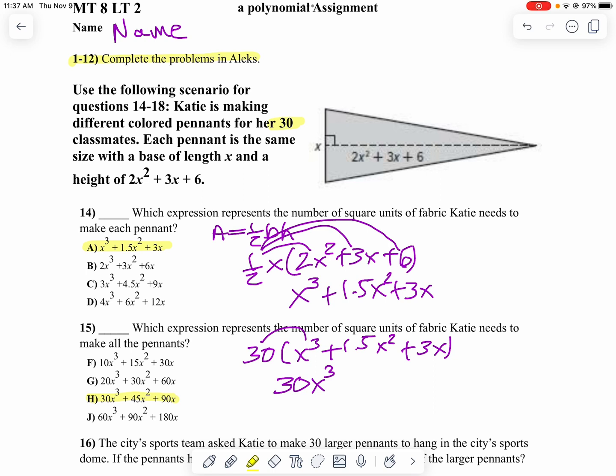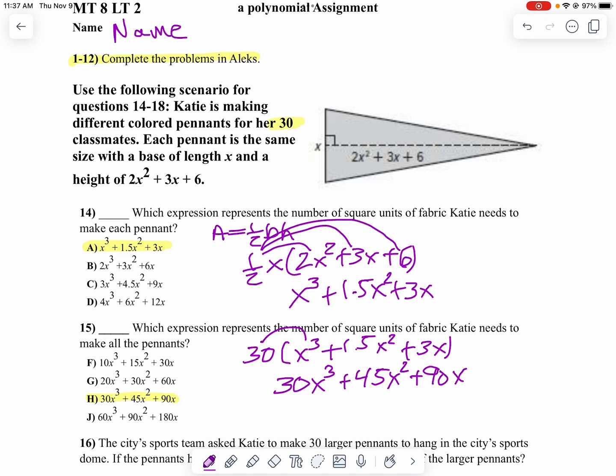And since it's multiple choice, notice the only choice I have with 30x cubed is choice H. But we'll multiply those together anyway. 30 times 1.5 is 45x squared. 30 times 3 is 90x, so that works out exactly what the question says.